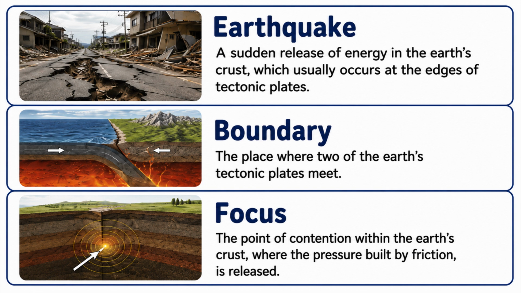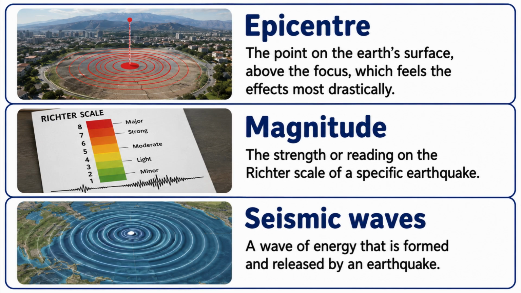Let's write the new words in your books. Earthquake. A sudden release of energy in the Earth's crust, which usually occurs at the edges of tectonic plates. Boundary. The place where 2 of the Earth's tectonic plates meet. Focus. The point of contention within the Earth's crust, where the pressure built by friction is released. Epicenter. The point on the Earth's surface, above the focus, which feels the effects most drastically.